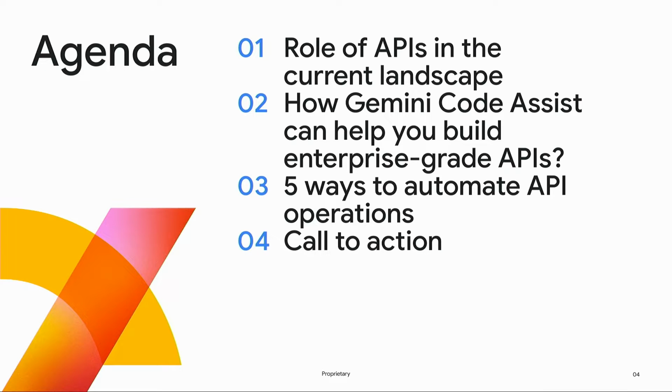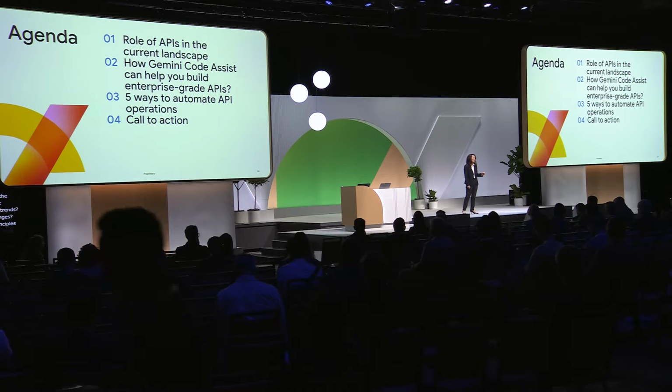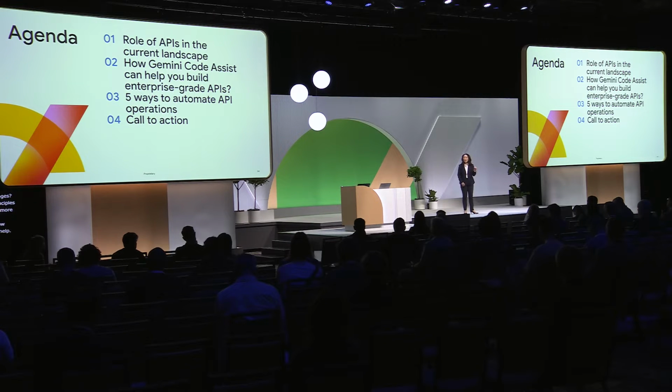So we have a jam-packed schedule, as you can see. The role of APIs in the current landscape. What are the trends? What are the new challenges? And what are the guiding principles that are getting more relevant now with the introduction of AI? And how Apigee and Gemini can help with creating APIs and solving API challenges today.